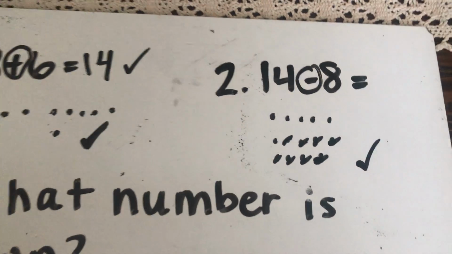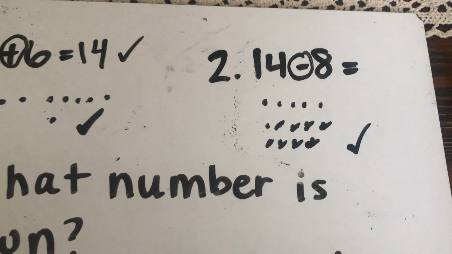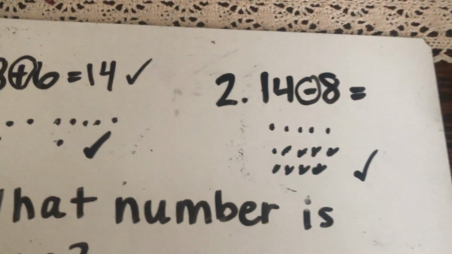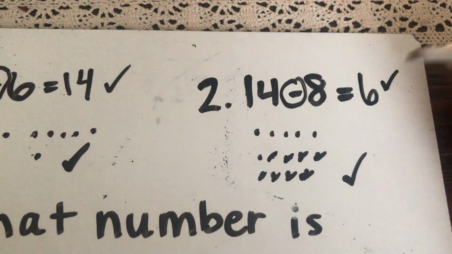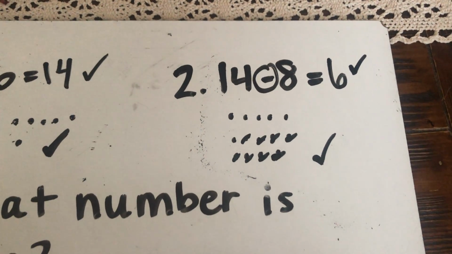Okay, if you drew a picture and you practiced that strategy, give yourself a check. Now let's count up our remaining dots to see what our answer is. That's 5, 6. So your answer would be 6. If you got 6 for your answer, give yourself a check.